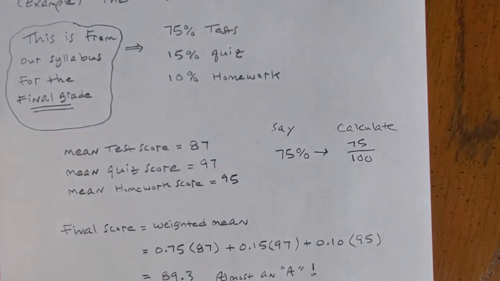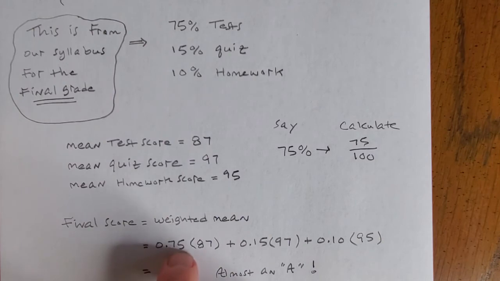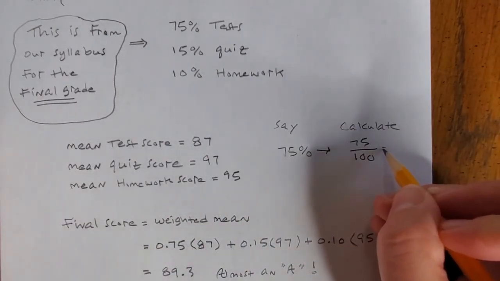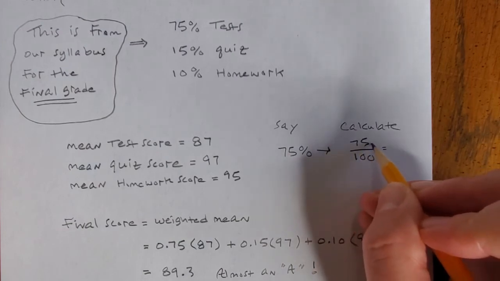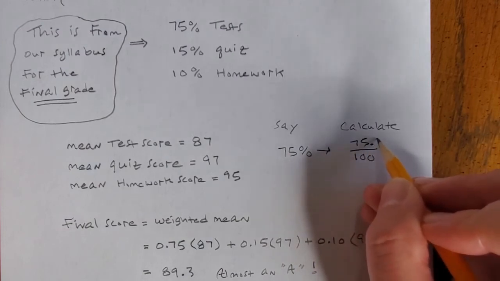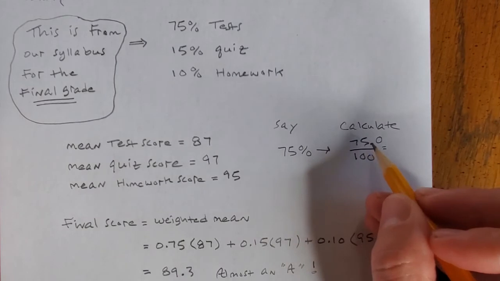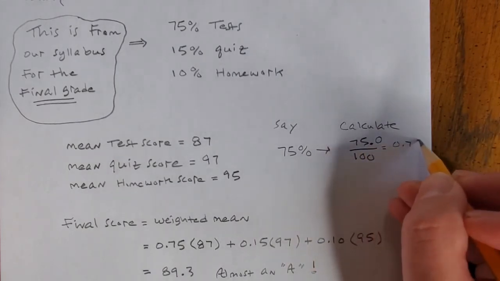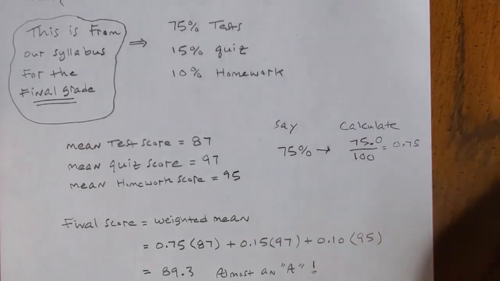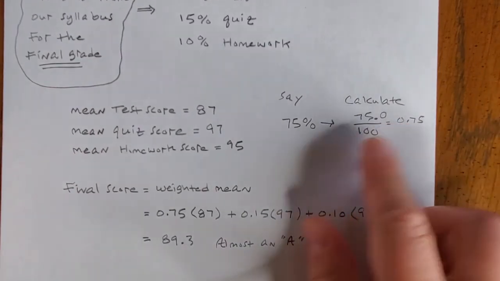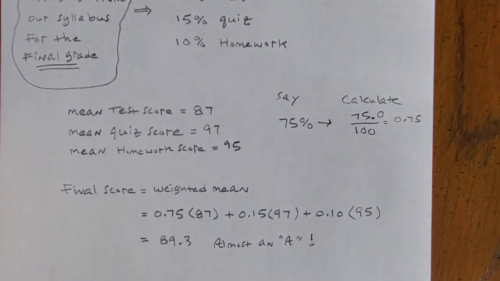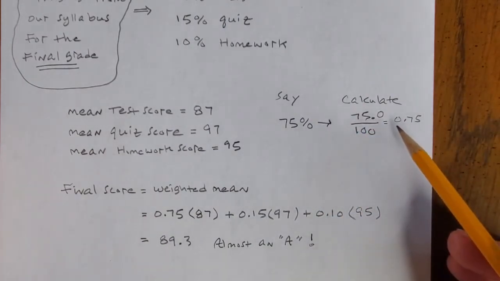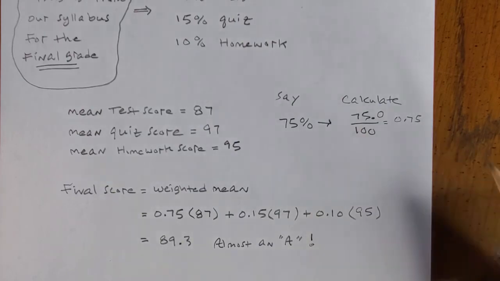Now, what explains 0.75? Whenever you divide a number by 100, you move the decimal place, which is right here in 75.0, two spots to the left, so you get 0.75. So that's the number I use to calculate. I say 75%, but I do any calculations with that number using 0.75.